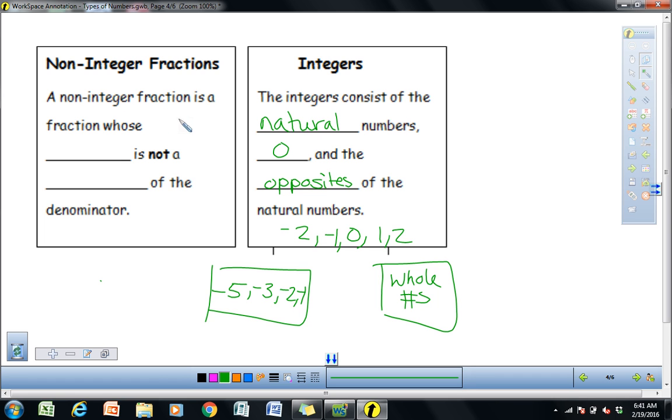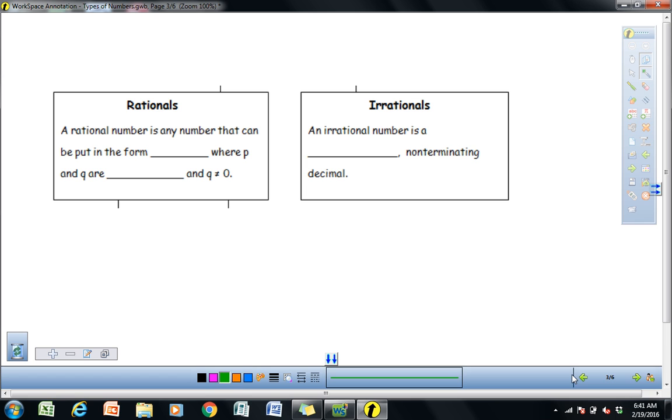A non-integer fraction is a fraction whose numerator is not a multiple of the denominator. So an example of that is 1/2, -5/4, 8 3/7. So it's a fraction. It's not an integer, and it's not an integer written as a fraction.